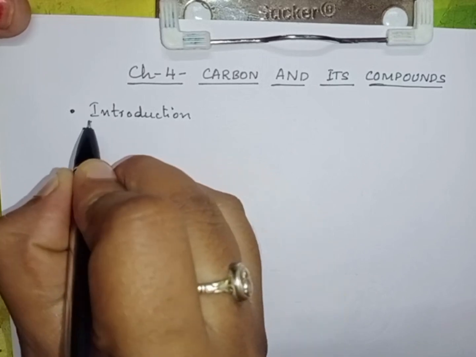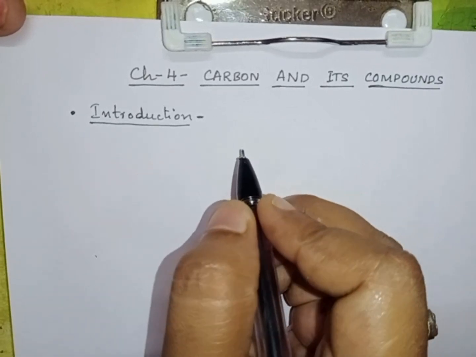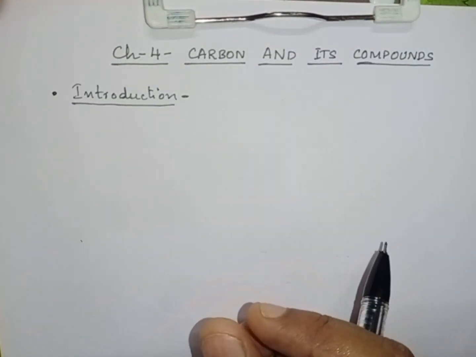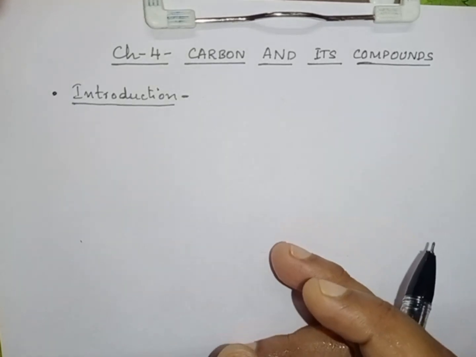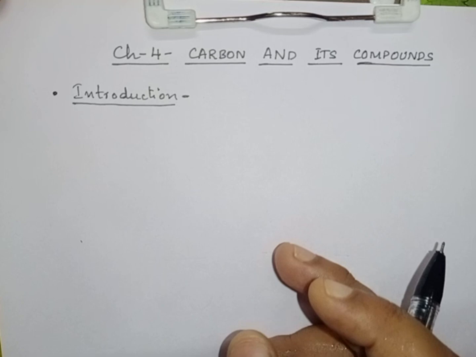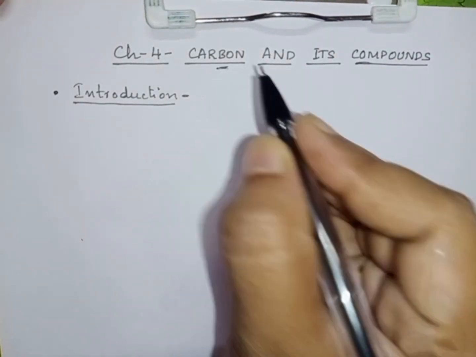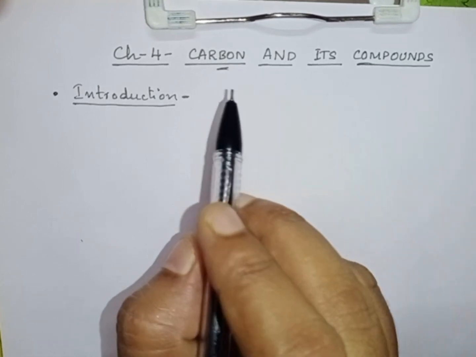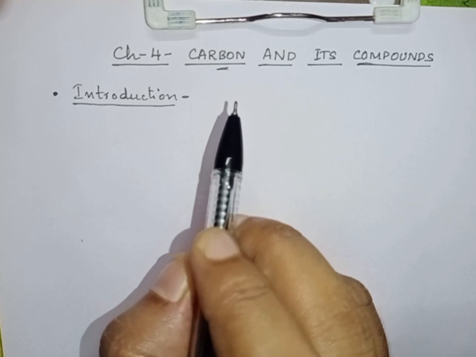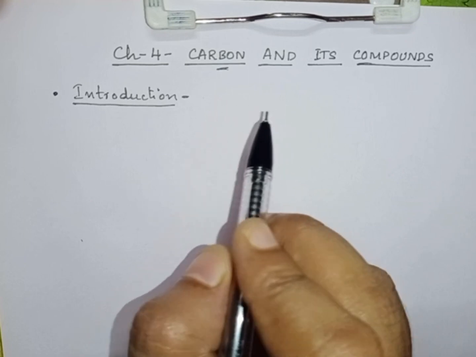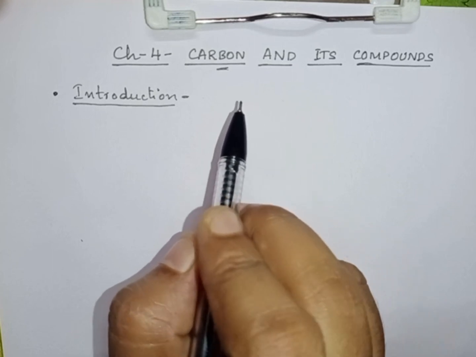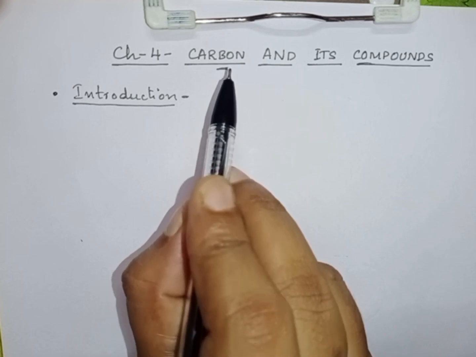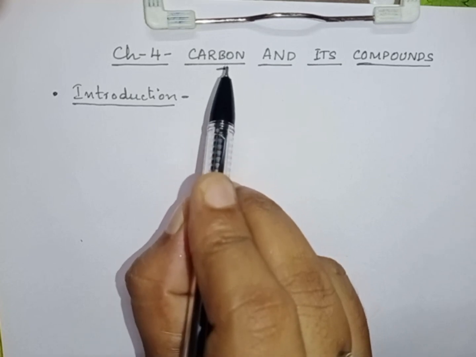Coming to the introduction part, see children, carbon plays a very important role in our daily life. Whatever food, clothes, medicines, everything, whatever you are eating, rice and everything, it is organic compound. Organic compound means mainly carbon should be there. Previously, it was felt that organic compounds are only derived from living resources like plants and animals. Later, it was proved false, that even organic compounds can be made. That I'll explain to you later. So, organic compounds entirely depend upon carbon. Carbon should be present.